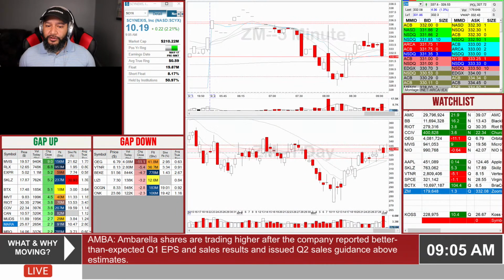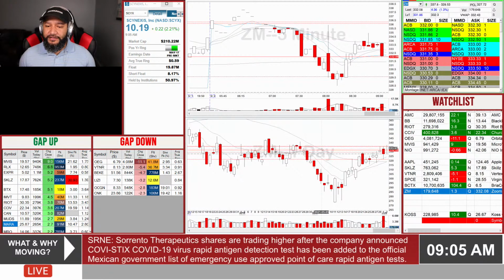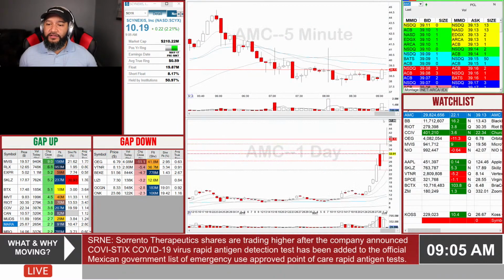Zoom, I like the daily on Zoom. We're coming up against an area of great resistance here. Let's see if we can get back up there. We're up almost 1.5 here, 180,000 shares traded, so it's a good possible as well. All right, let's get into some levels.